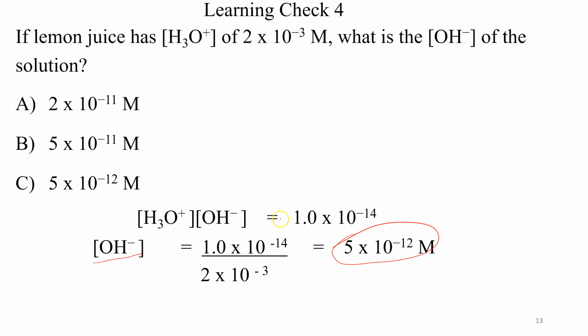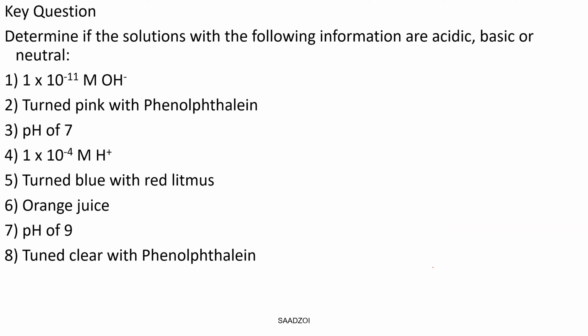There's the hydroxide concentration. Now, if they're asking for your pH for this, by the way, pH would just be equal to negative log of 2 times 10 to negative 3. And if you're asking for pOH, you can get this, subtract from 14, get your pOH, or your pOH can also be solved by this, negative log of 5 times 10 to negative 12. Both ways work. All right, some final questions.